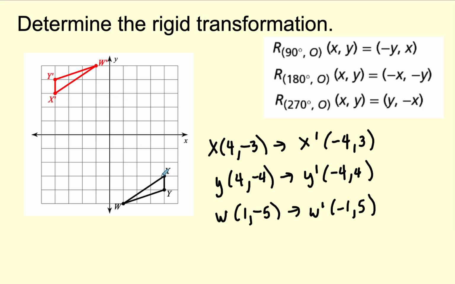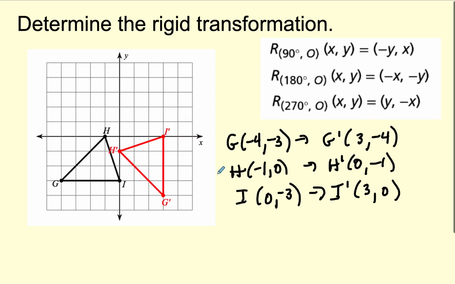Let's take a look at this one. This looks like it started here and then it has to turn here. This looks like it turned 180 degrees. Let's look at our points and see if that happened. Let's see if both x and y changed their sign. Yes, both x and y changed their sign.